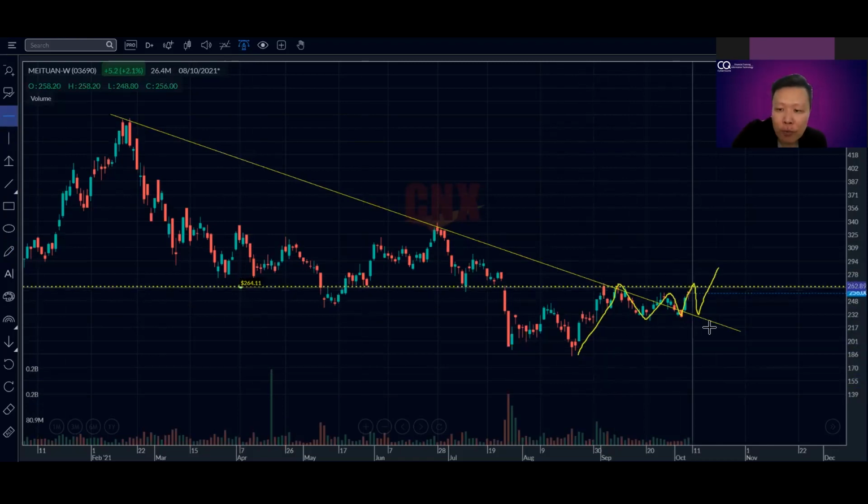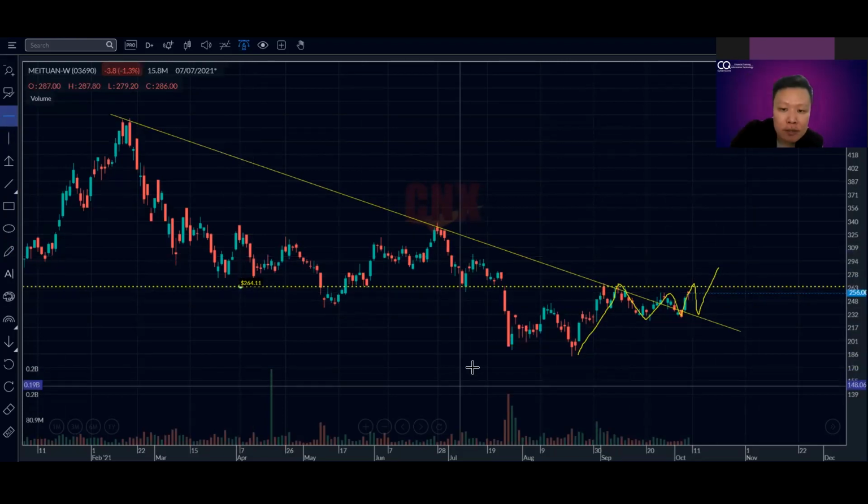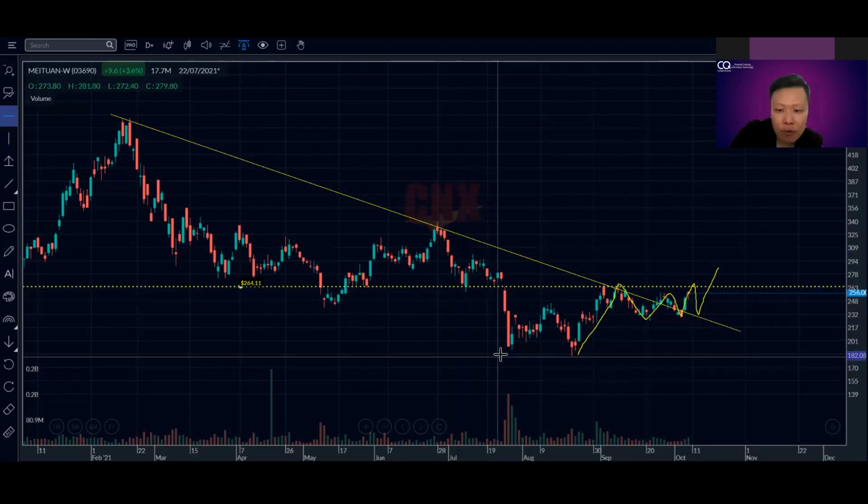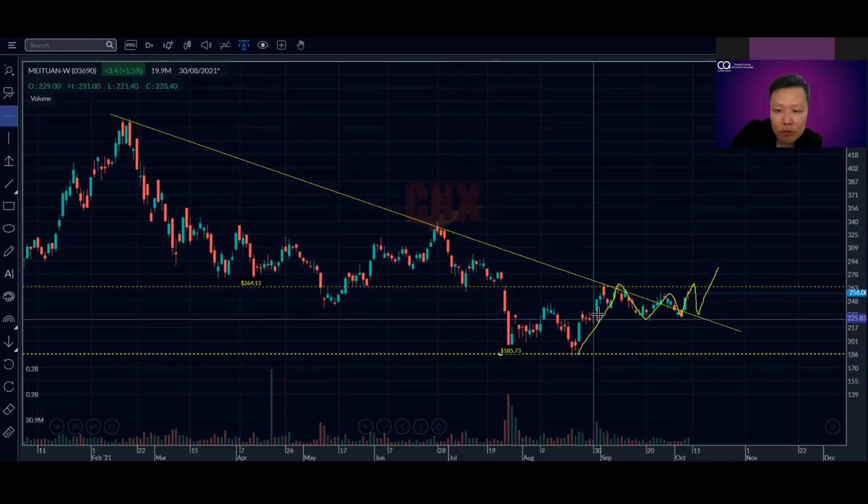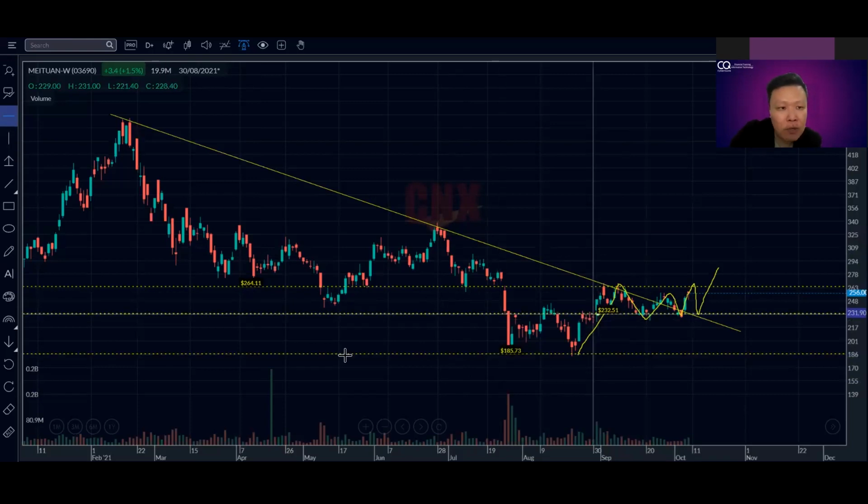So hopefully the price can actually break above 263. Okay, 263. So you might want to take note, this is a previous support level. This is the recent support level.